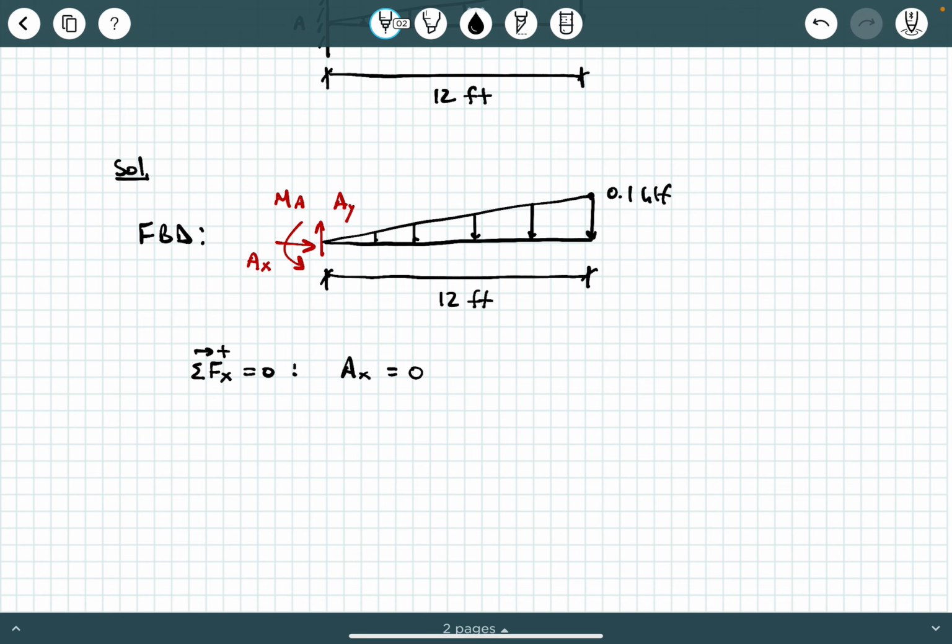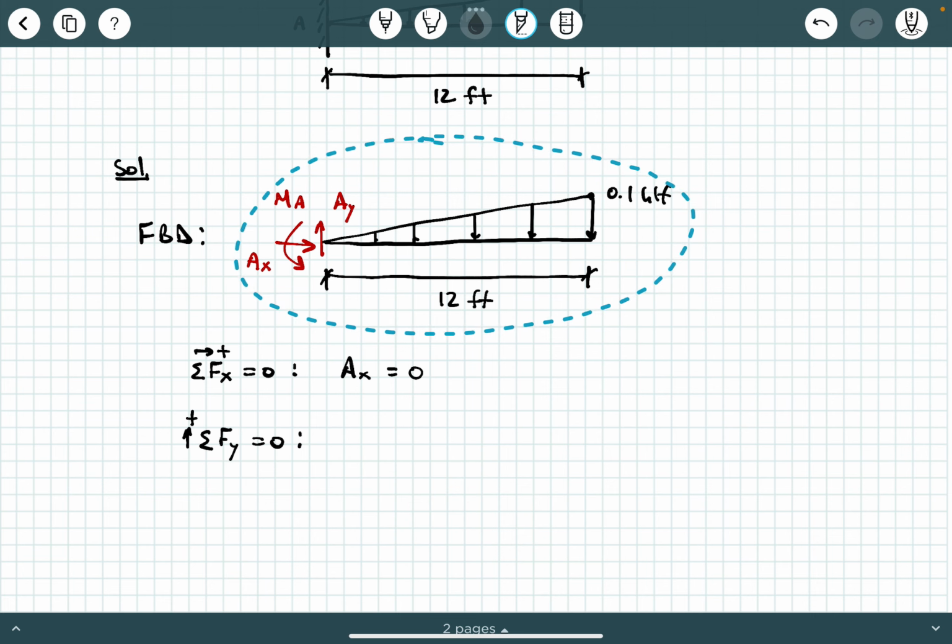Well, I can say the sum of the forces in the y direction equals 0 as well, and I can point things up as positive. So that's my second of 3 equilibrium equations to use here. So again, we look at everything with a vertical or a y component. So AX is not coming into play here.